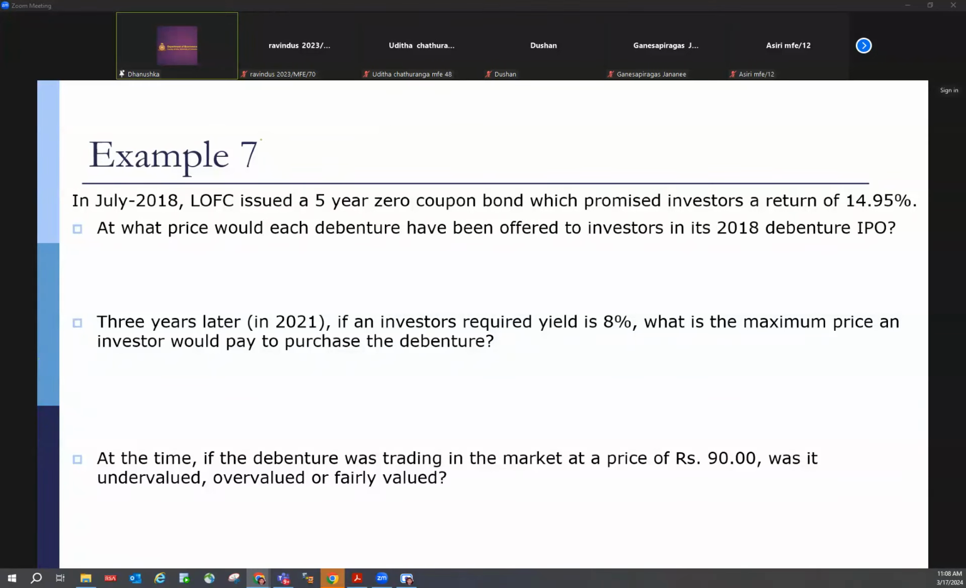So LOFC actually in 2018, they issued this 5-year zero coupon debenture. And investors were promised a return of 14.95. If investors invested in this, it is because their required rate of return is 14.95, correct? So, at what price would these investors have been offered the debenture? So, remember, it's a zero coupon bond.